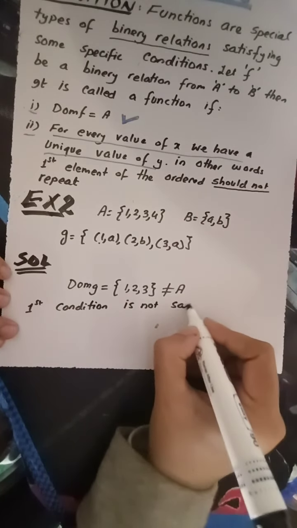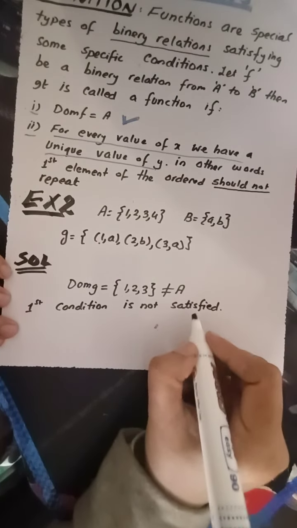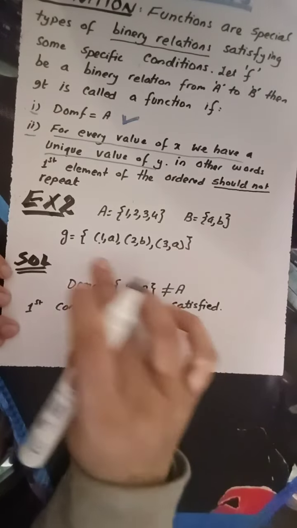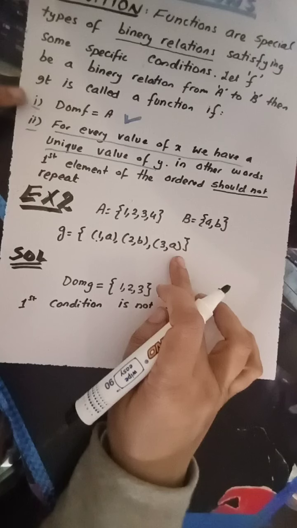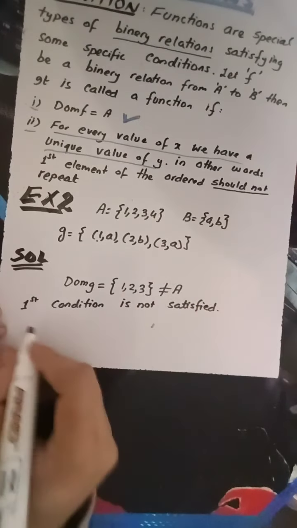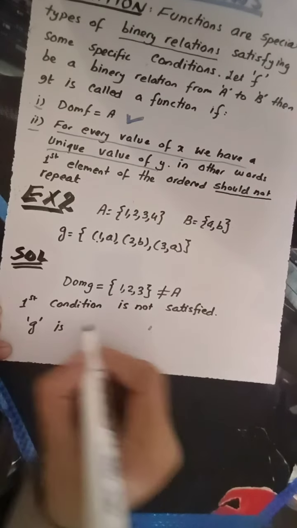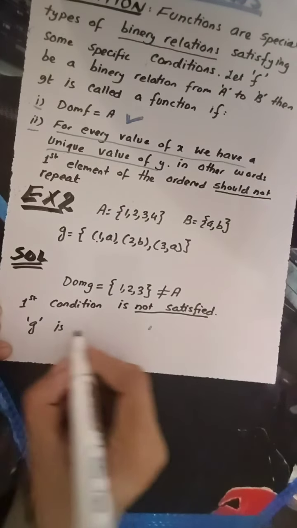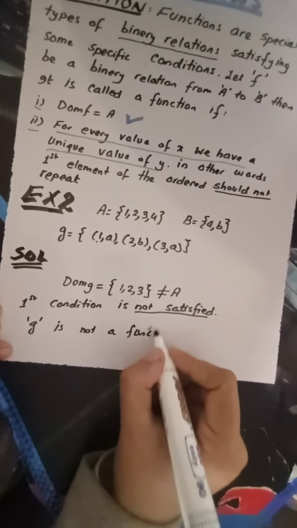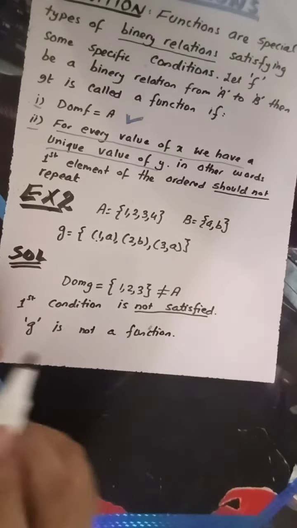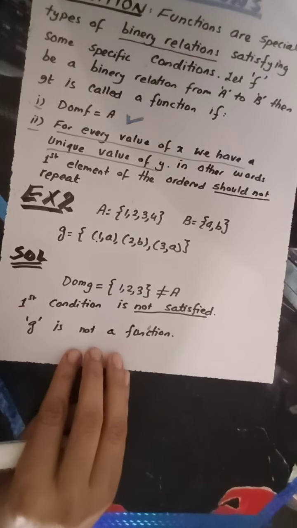So you don't need to check the second condition, because even if the second condition is satisfied, this binary relation will not be a function, because one of the conditions has already failed. So you are just going to declare that G is not a function because the first condition is not satisfied. Because a binary relation is either a function or it is not. There is no midway between these two.